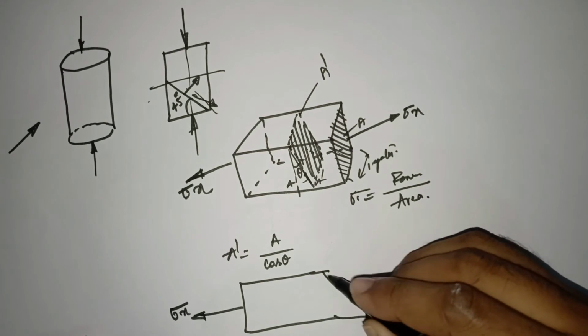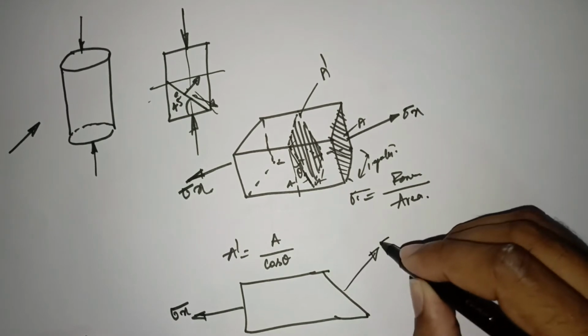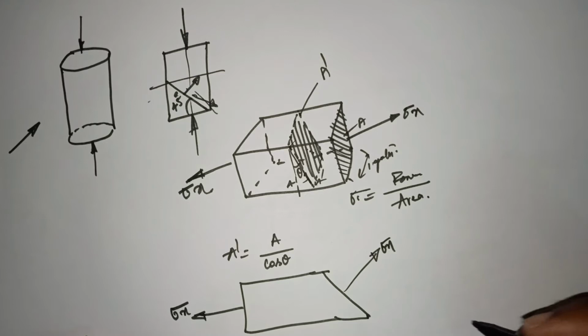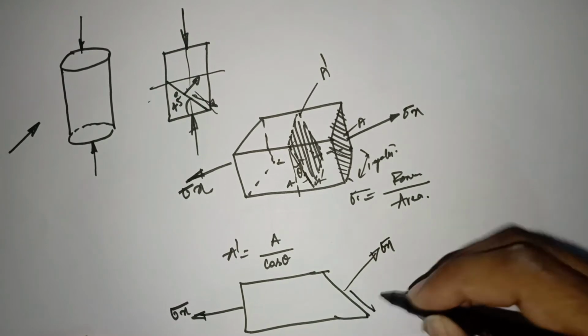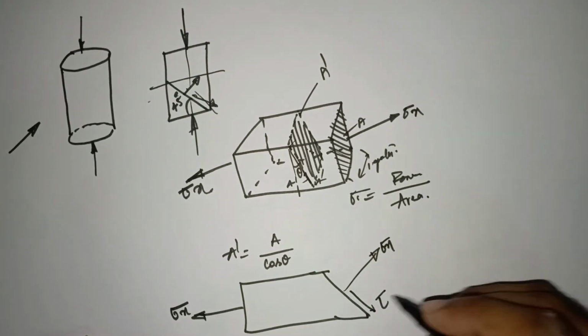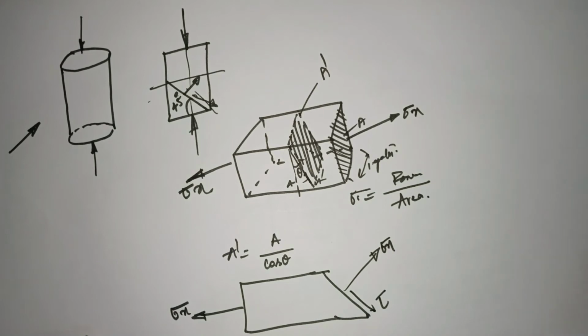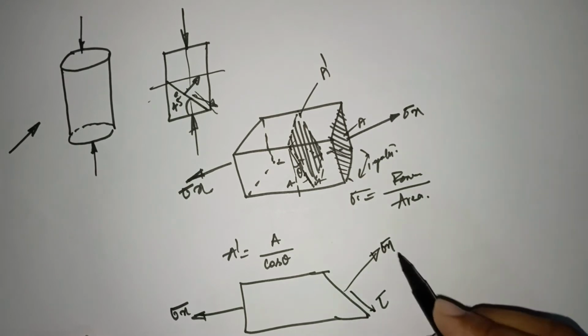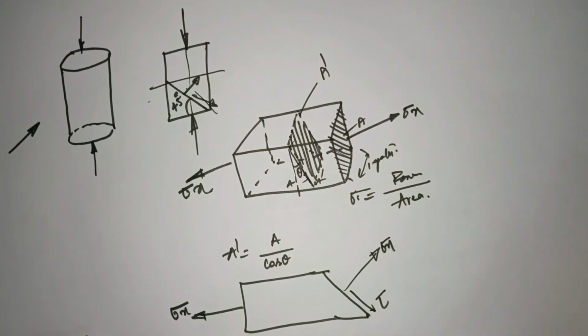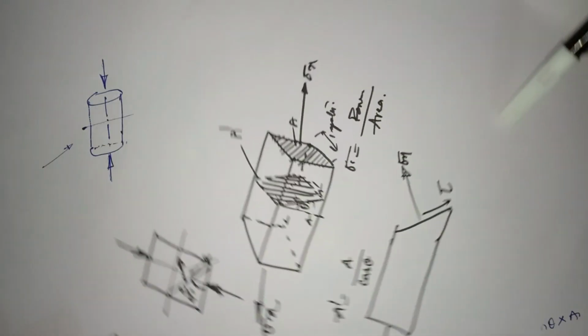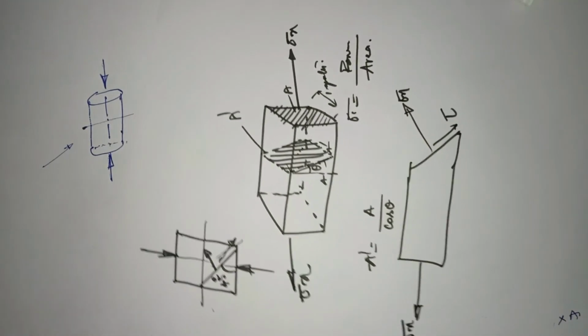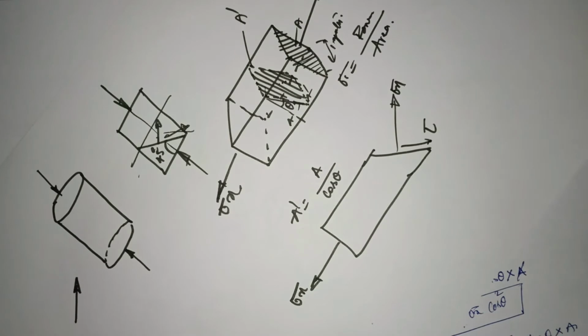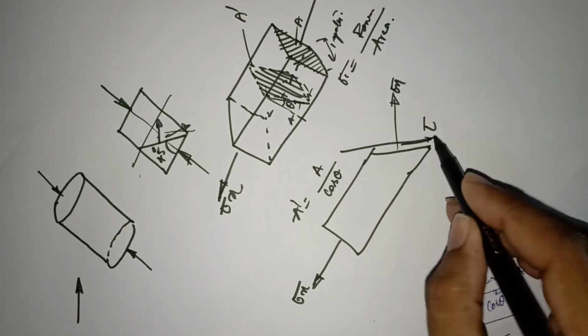This is the plane that we are trying to analyze. This is the normal force, and this is the shearing force on this plane. So how do we find them by resolving this sigma n and tau? Let us resolve them. I'm going to rotate this one like this so that you can understand what I am trying to do here. So I am considering this plane here.